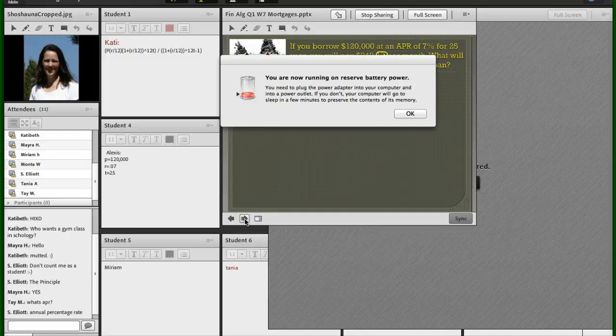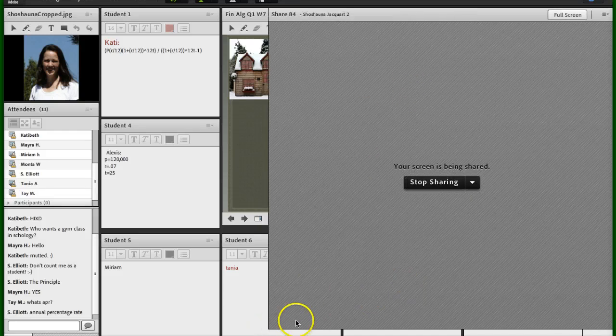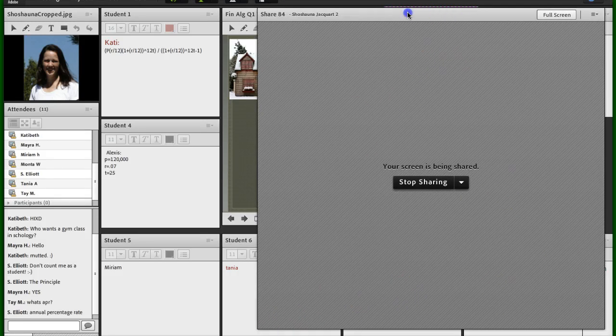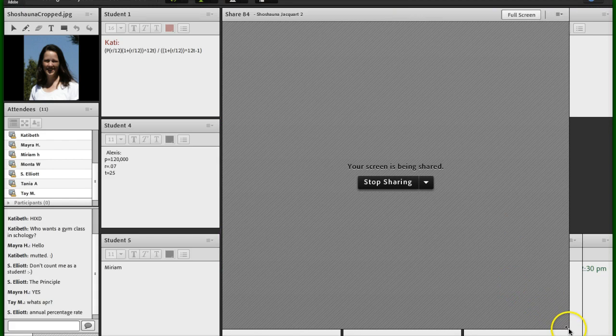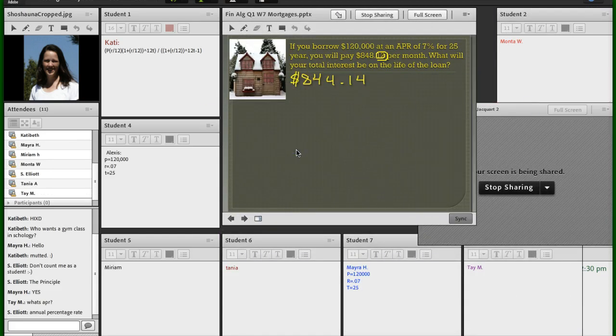So tell me how to find this number. Oh my goodness. And I need to make this window small again. You guys, sorry. Put you back in your place. Okay, tell me how I'm going to find that one. Ready, set, tell me.